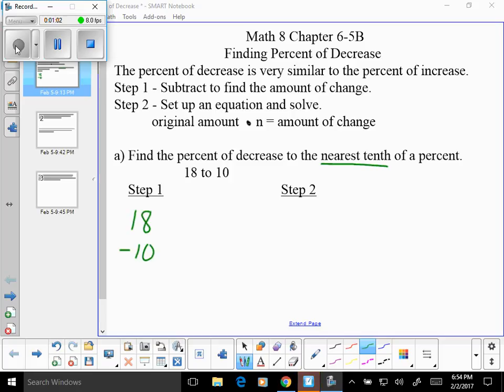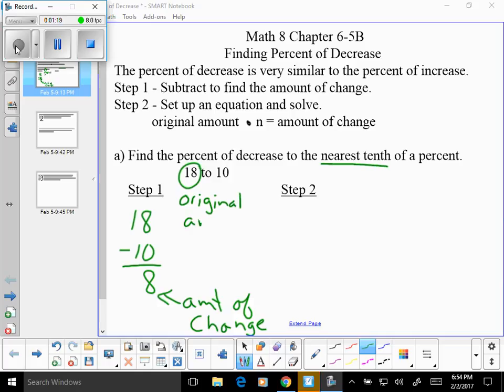Our first step is going to be to subtract. 18 minus 10 equals 8. This is the amount of change. Now, just as in 6.5a, this first number that they tell us is the original amount. Now, to set up our equation, we are going to take the original amount, 18, times n, the percent we don't know, to equal the part, which is our amount of change, or 8.